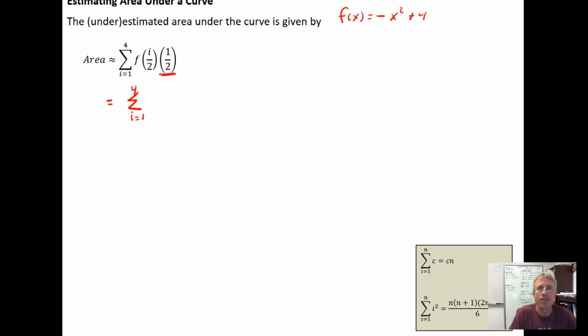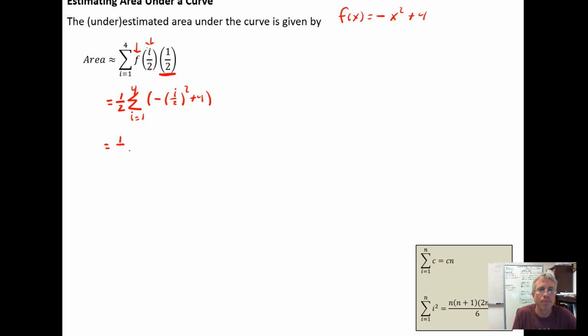I look at this and I see that the 1/2 is a constant, so it can be factored out of the sum. And then this says everywhere in my function I see an x, replace the x with i over 2. So I'm going to come up to my function, and everywhere I see an x, I'm going to replace that x with i over 2. So this x squared becomes i over 2 quantity squared. And then we can start to simplify the summation.